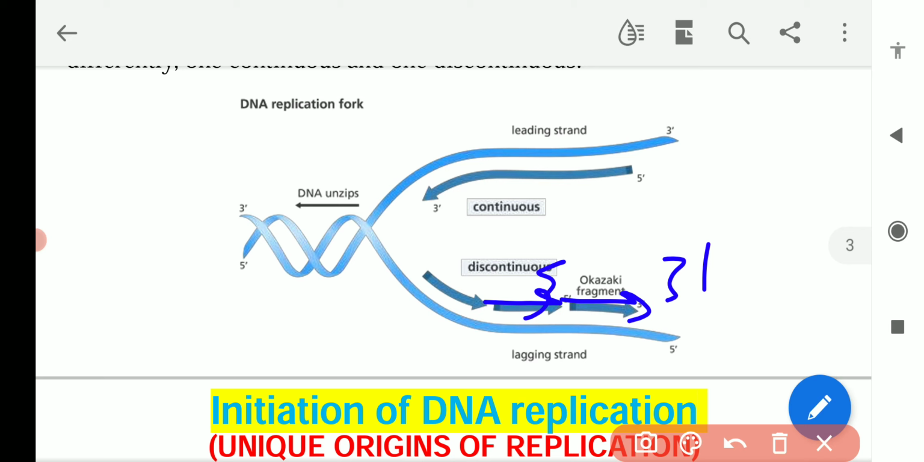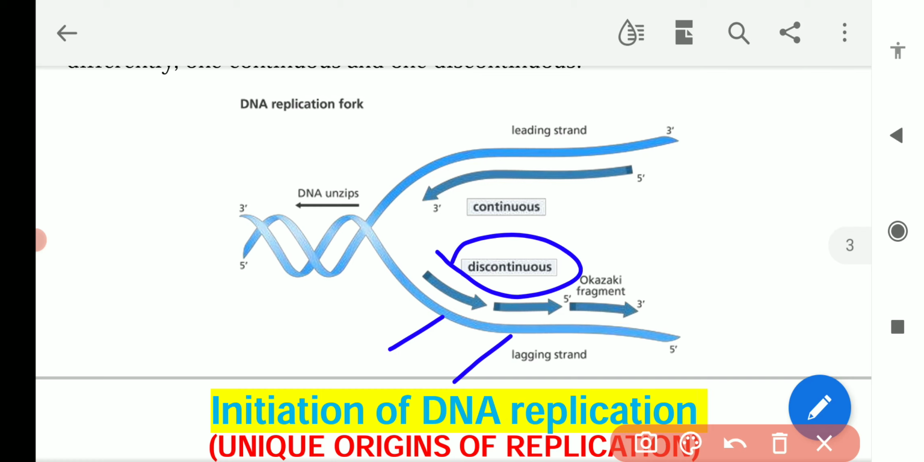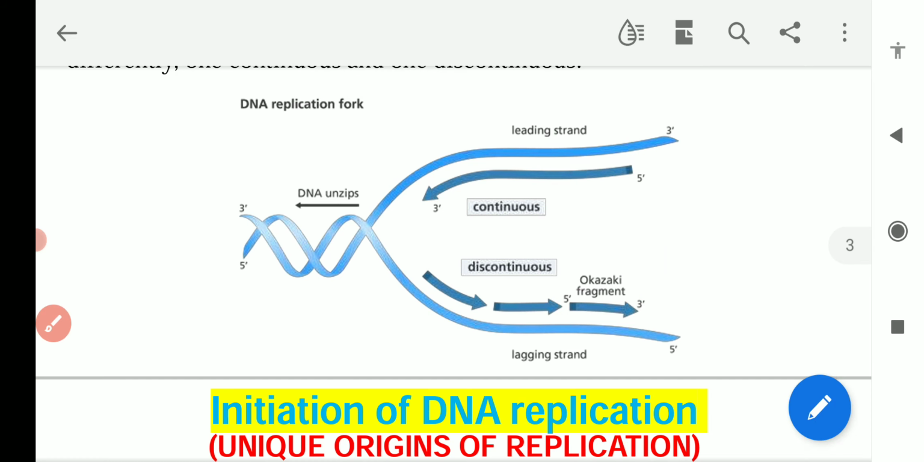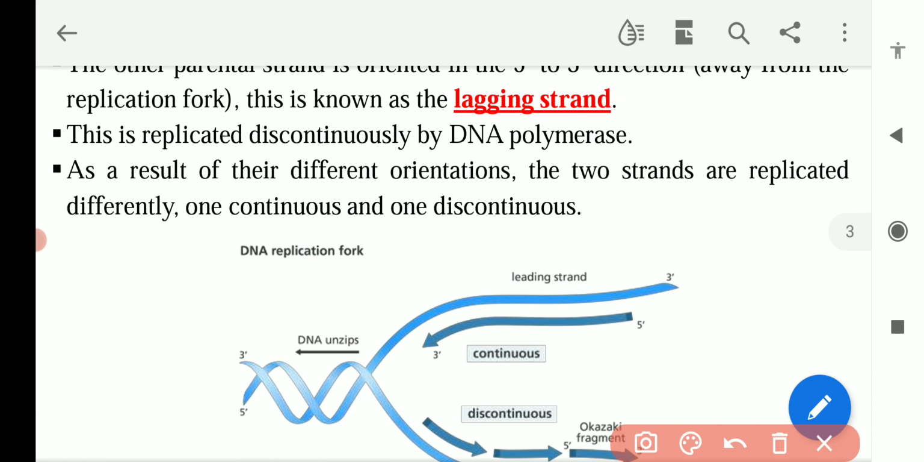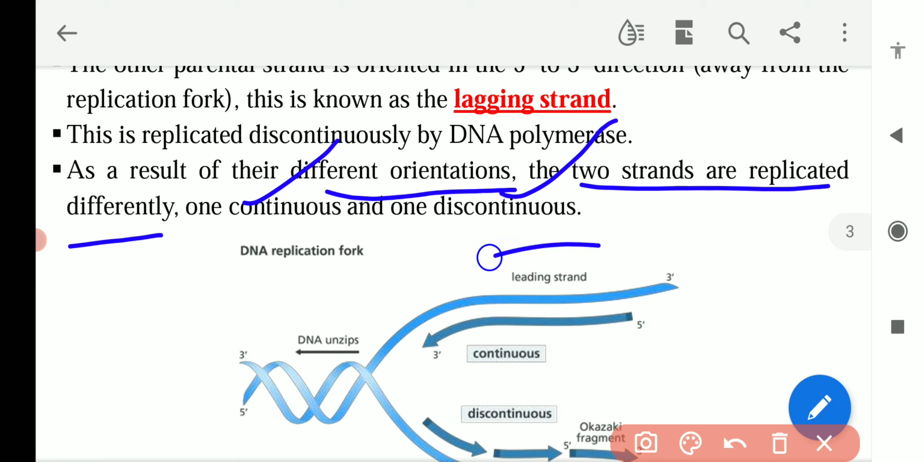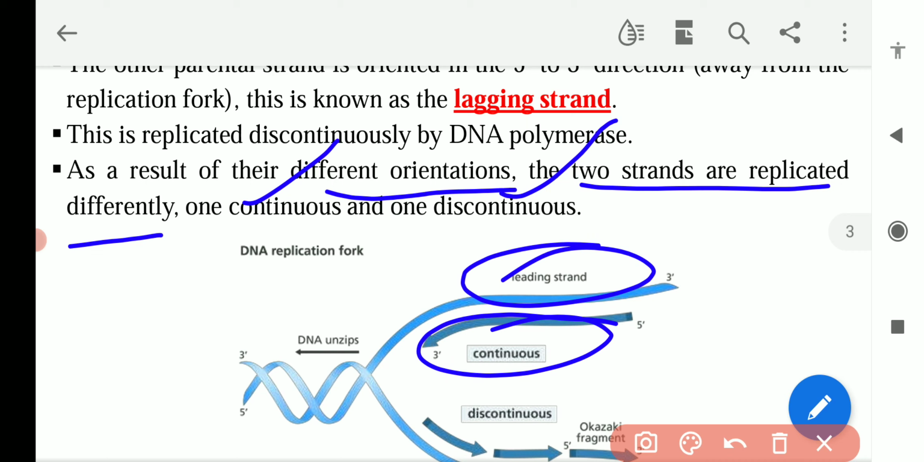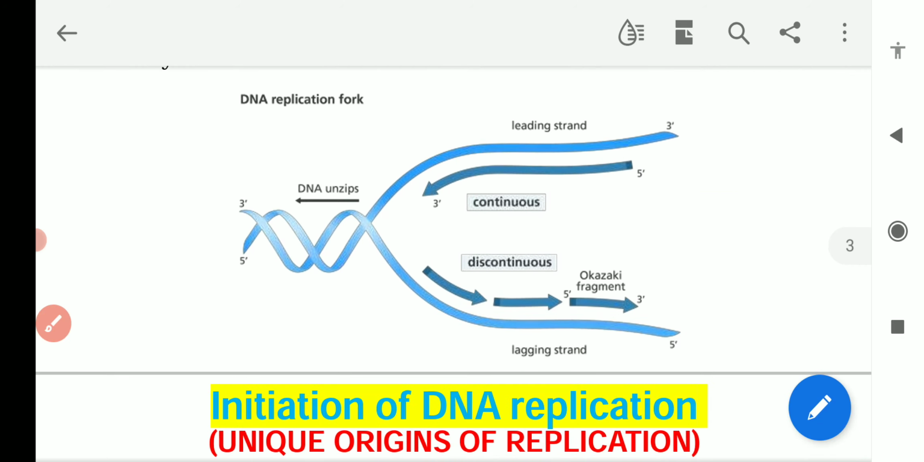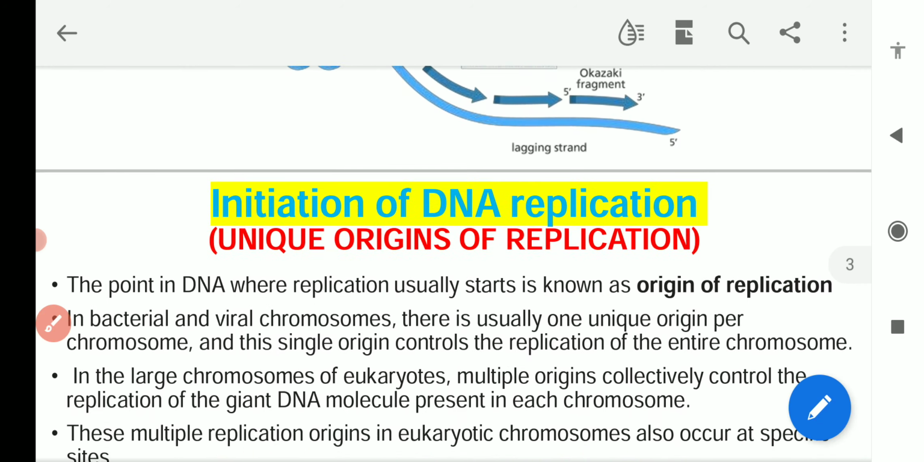So that's why it is known as the lagging strand, because on this strand DNA replication will be in discontinuous form, in the form of small segments, which are known as Okazaki fragments. Okay, so as a result of their different orientation, the two strands are replicated in different manners. One is continuous and another one is discontinuous. On the leading strand, DNA replication will be continuous, and on the lagging strand, DNA replication will be discontinuous.